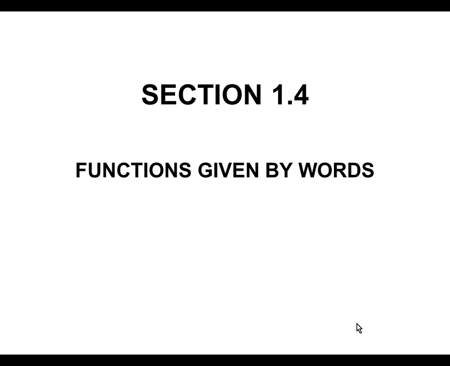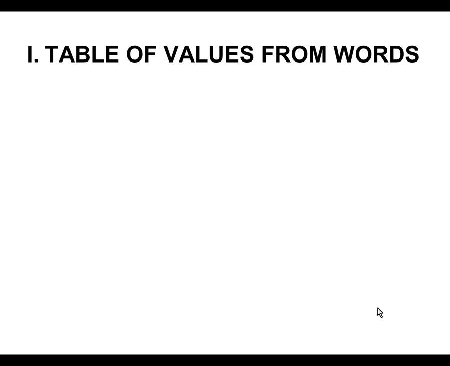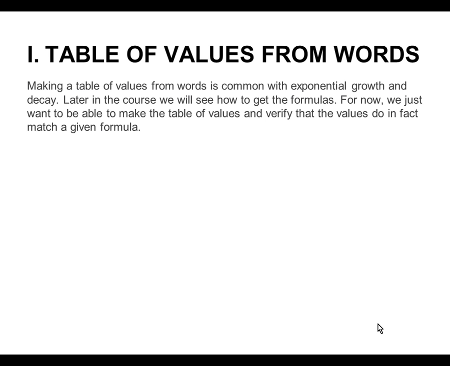This is section 1.4, functions given by words. Table of values from words. By words we mean it's described to you either as a word problem or as an actual mathematical description of a formula. So making a table of values from words is common with exponential growth and decay. We'll look at exponential growth and decay later on in chapter 4 in more detail.